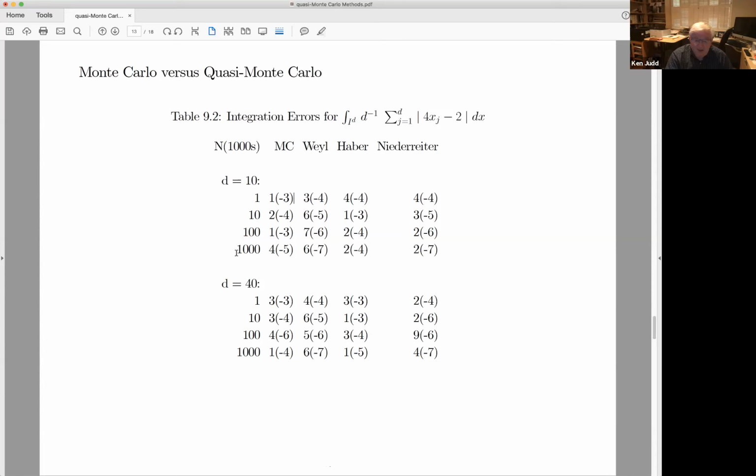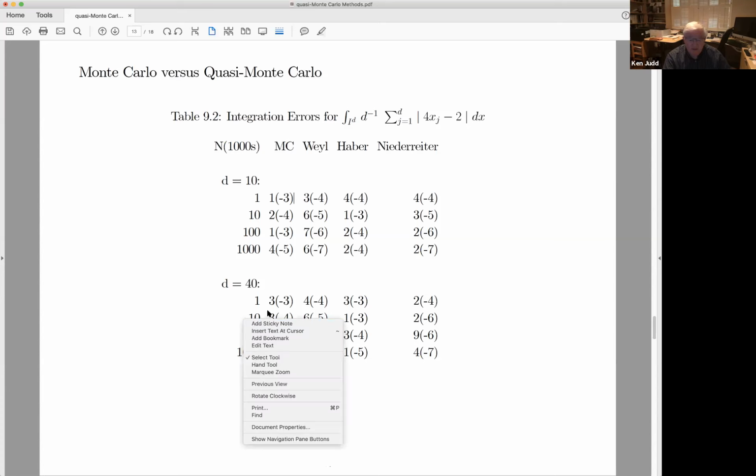And now if I did 100,000 points, the Monte Carlo thing does as expected. Notice that when I go from 1,000 to 100,000, I'm multiplying the sample size by 100, which means that the error should go down by a factor of 10, which it does. But notice that the error for the Weil sequence goes down by a factor of 100 because its convergence rate is 1 over n. Also, Niederreiter does a good job. Haber is generally not as good in that respect until you get large sets.